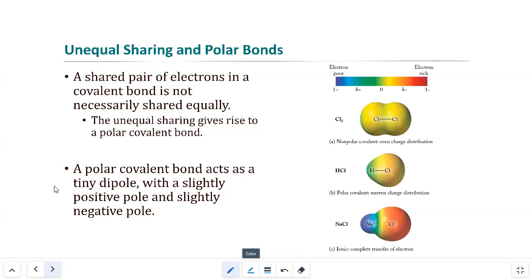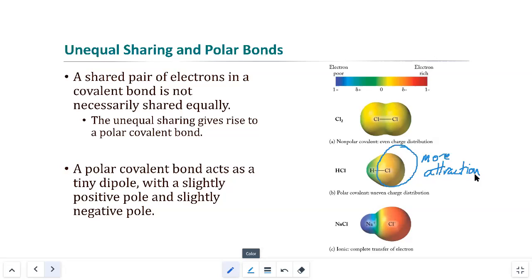We also could have uneven sharing. That's what this middle one is. In the middle, we can see that the chlorine has a greater level of attraction to the electrons than the hydrogen does. And as a result, it pulls some of those electrons in that bond just a little bit toward itself.